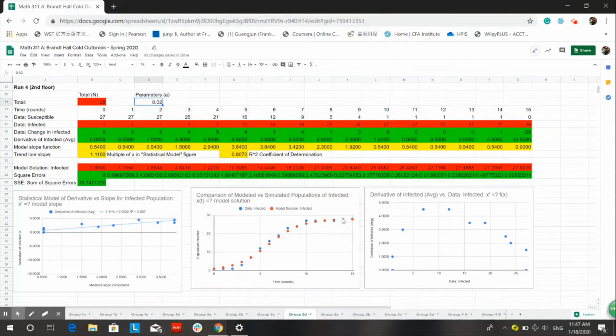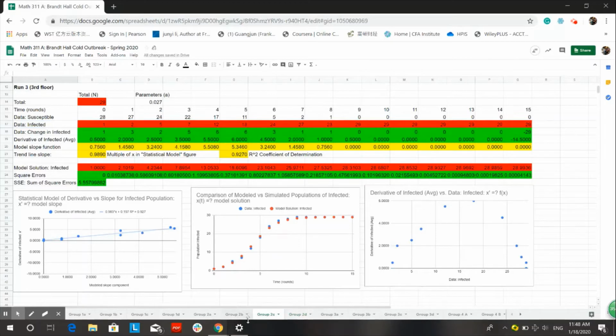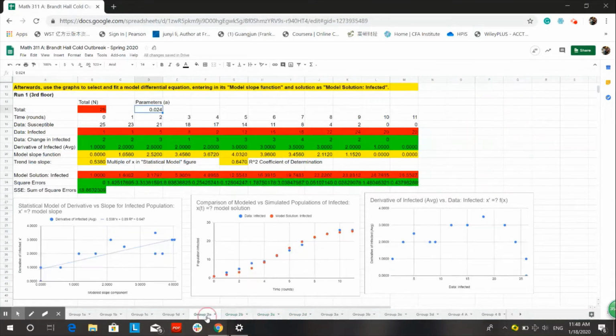As you can see, the two lines are very close to each other, and the numbers in the data infected 1 and the numbers in the model solution infected 1 right there are pretty close to each other. So that's the way we choose the number of the parameters, and based on the number right there, the equation tells us 1.11 will be the coefficient of the x right there, and also 0.807 will be the R-squared coefficient of determination. Based on this method, we do the same for group 2C, group 2B, and group 2A.